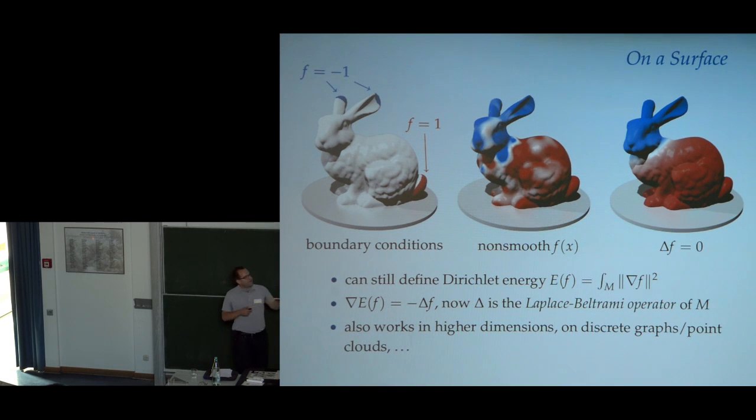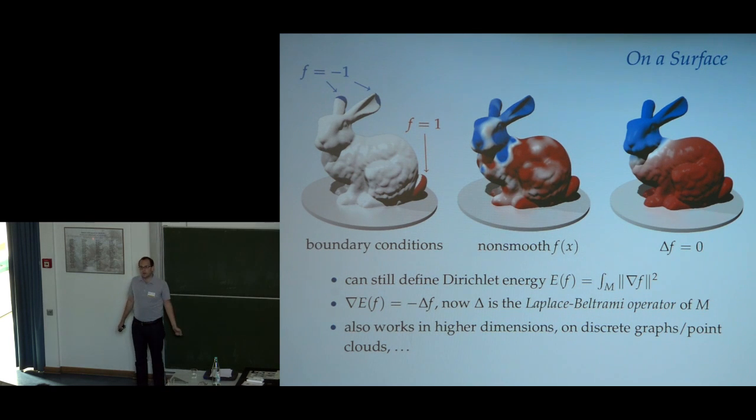And now, if you have some other setting, if you have high dimensions, if you want to interpolate on a volume instead of on a surface, or if you just have a point cloud, or some other crazy kind of data, and you want to do interpolation on it, as long as you can define a Dirichlet energy, as long as you can take a gradient and measure its magnitude and integrate that up, then you can define a Laplacian, and then you can solve the heat equation. So this is a very, very general recipe.